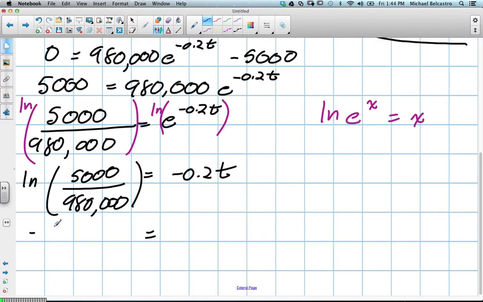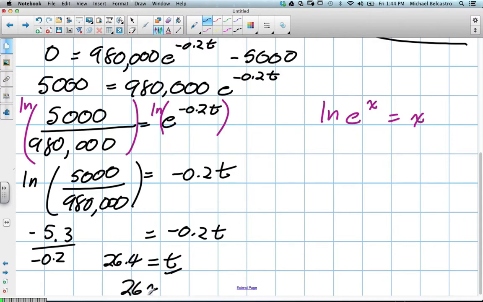Negative 5.3. That's it? Okay. Which is equal to negative 0.2t. So we bring over that negative 0.2, and it gives us a new t value of 26.4. Because time is being measured in days, I guess we'll round down in this case, so it is approximately 26 days. So let's recap.